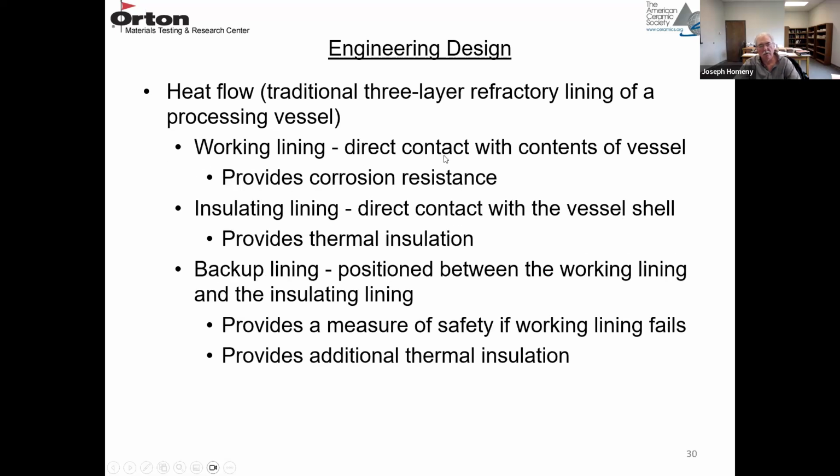So the working lining is in direct contact with the contents of the vessel. That gives you corrosion resistance. Again, the insulation lining is in contact with the vessel shell. That provides thermal insulation. And then your backup lining is between these two linings, the working lining and the insulation lining. And that's a measure of safety if the working lining fails, but it also provides some additional thermal insulation.